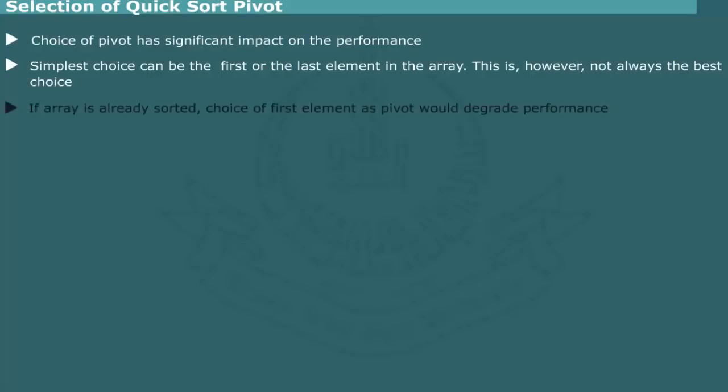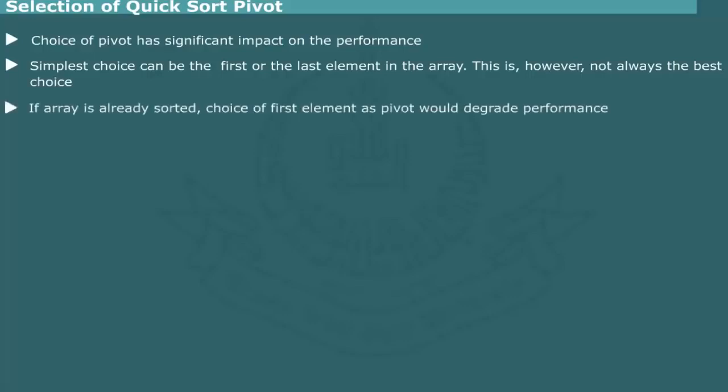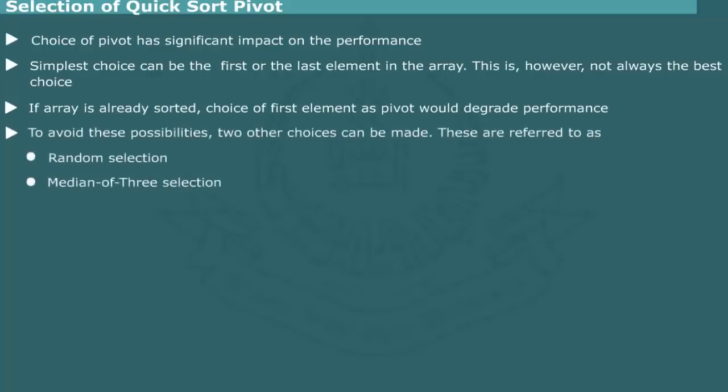For example, if the array is already sorted or partially sorted, the selection of the first element as pivot would greatly degrade the performance. To avoid such risks, several alternative methods have been proposed. Two common approaches are called random selection and median of 3 selection.